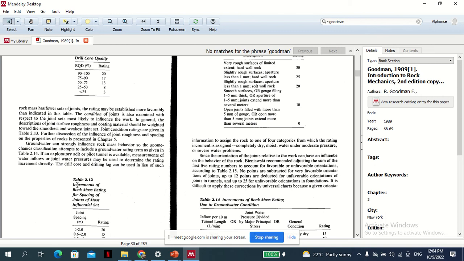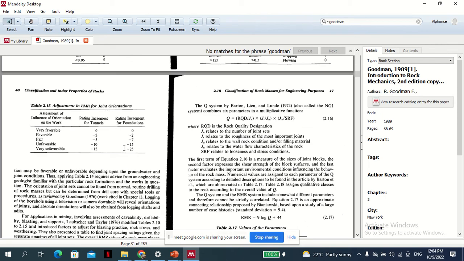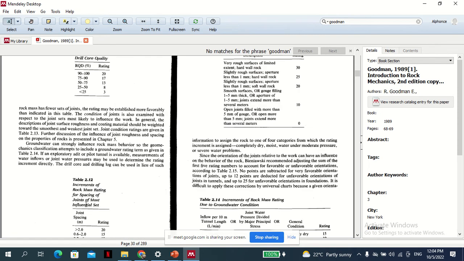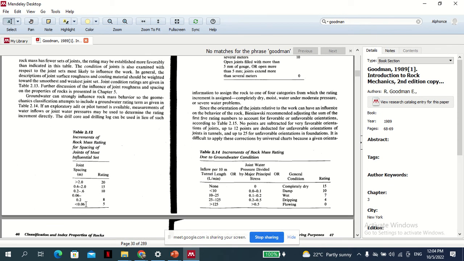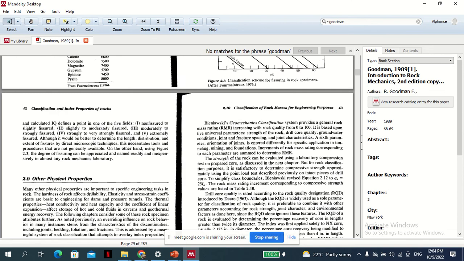Then the third is the spacing of the joints, as you can see, the joint set. If the joints are sparsely populated, more than 2 meters, that is 20. Now if the spacing is very close together, that means the rock is much weaker, and so you give few marks.